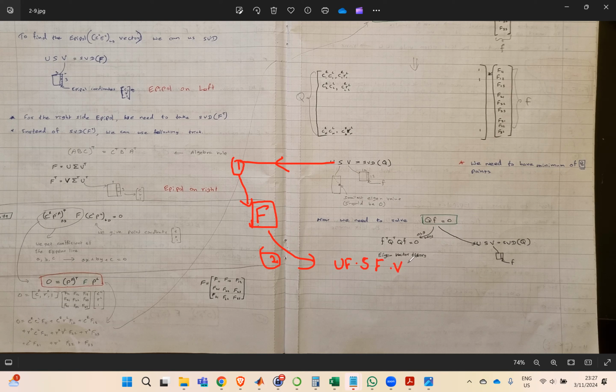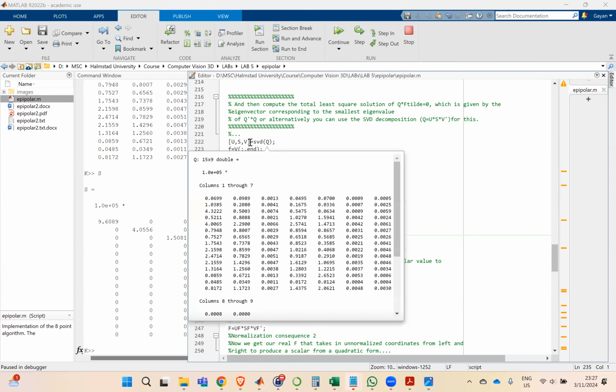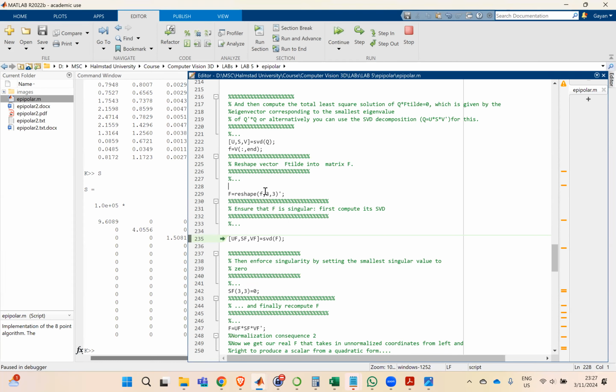So if we look at the lab, we took the SVD of Q, and the last column of V is our small f. Then we need to rearrange these values, and we create a capital F matrix. But the theory says when we take the SVD of F, the last value should be 0. Yeah, it is 0 right now. The last eigenvalue should be 0. It is 0 right now. But to make sure, we make it 0, because there could be some chance it is not 0.